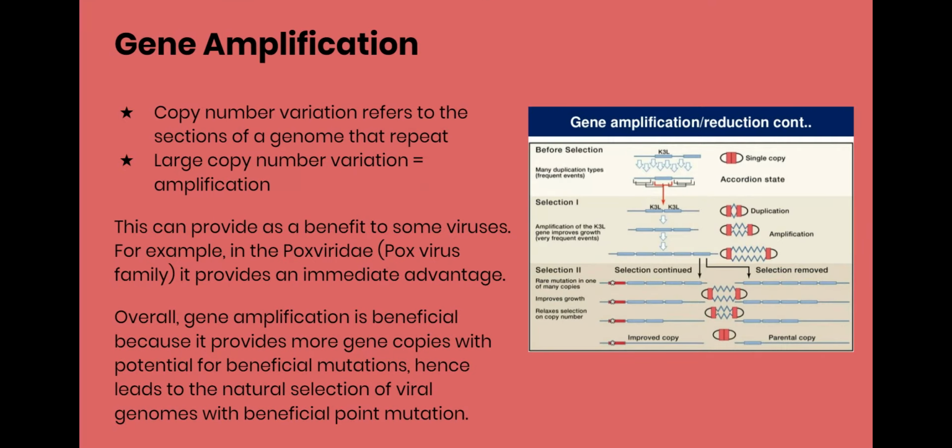Gene amplification. Before we get into this, let's quickly define it. So firstly, copy number variation refers to the sections of a genome that repeat, and a large copy number variation is basically gene amplification. This can provide a direct benefit to some viruses, for example, Poxviridae, or the pox virus family. It provides them with an immediate advantage. Overall, gene amplification is beneficial because it provides more gene copies, and if there are more gene copies, there is more potential for beneficial mutations, and there is obviously natural selection of the viral genomes with beneficial point mutations.